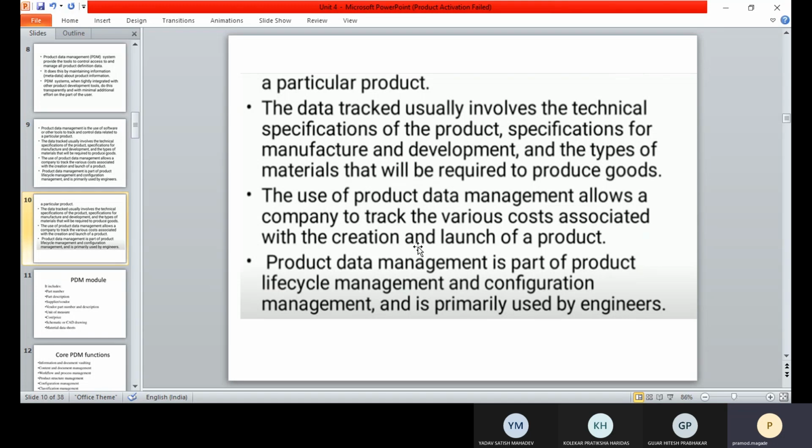Then the last point: product data management is a part of product lifecycle management, and configuration management is primarily used by the engineers. So PDM can be handled by the engineers. So for this point, you can write the second and third point only.